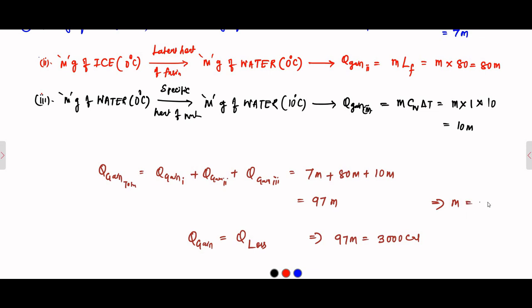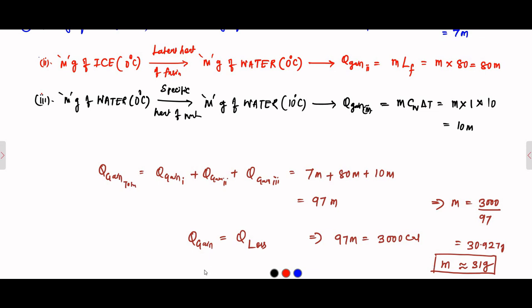That implies m, which is the mass of ice which will be required to aid in this transition, is equal to 3000 by 97. So it is coming 30.927 grams, or we can round it off to 31 grams. This is the mass of ice that will be required to add to 200 grams of water initially at 25 degrees Celsius to drop the temperature to 10 degrees Celsius.